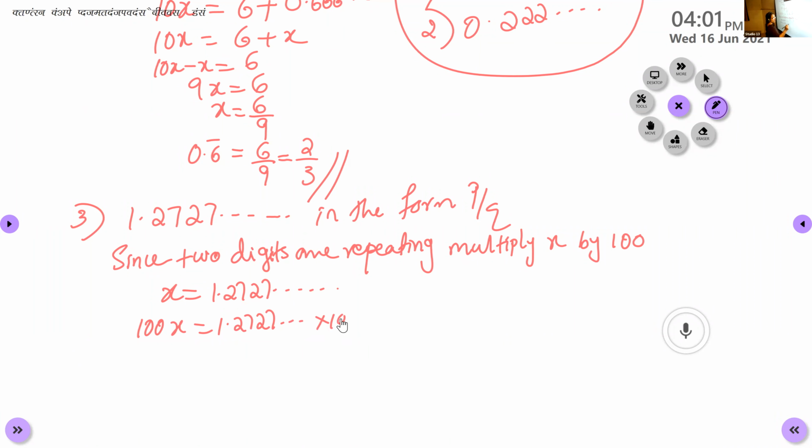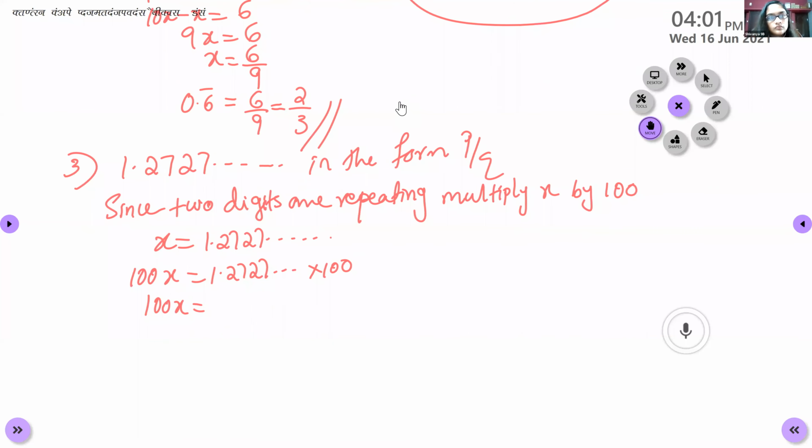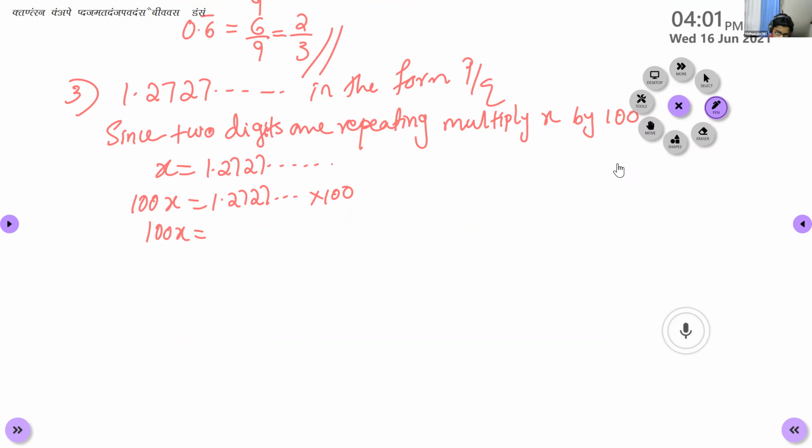1.2727 into 100. So 100x, and it is equal to what? 1.2727 into 100 equal to 127.27. 127.2727 etc.